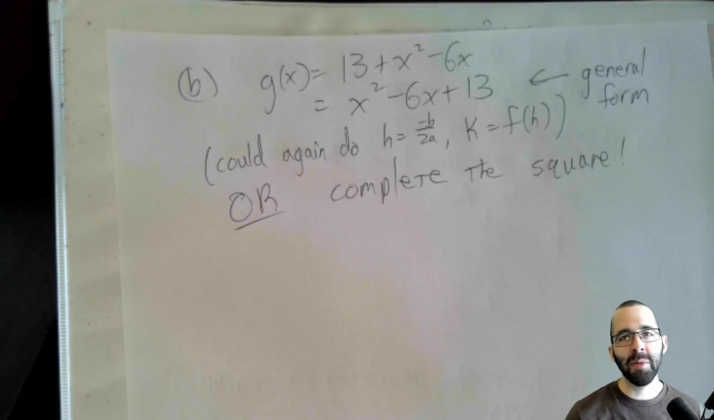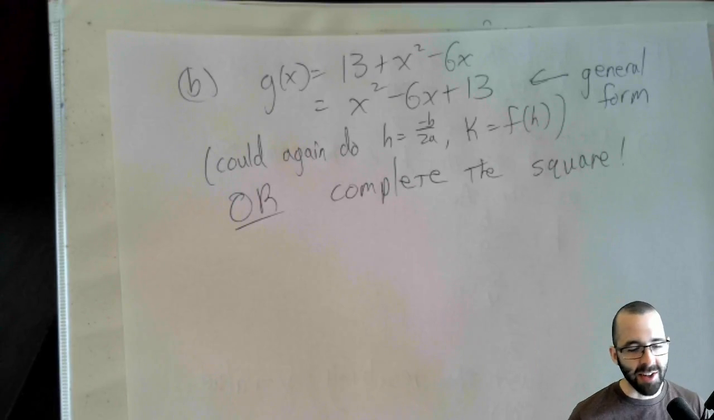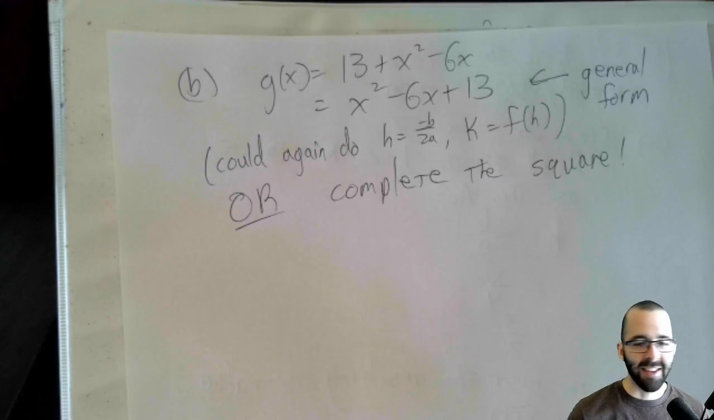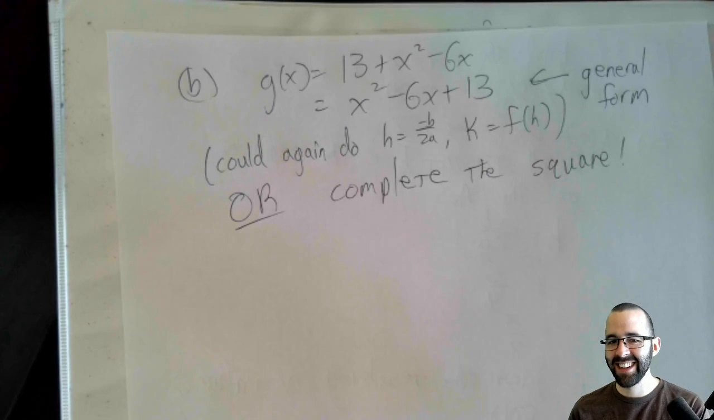Math is like a mountain. There's so many different ways you can go down it. You could hike this way, you could hike that way, you could do switchbacks, you could roll down. There are some unsafe ways to go down mountains too, just like math, all right?